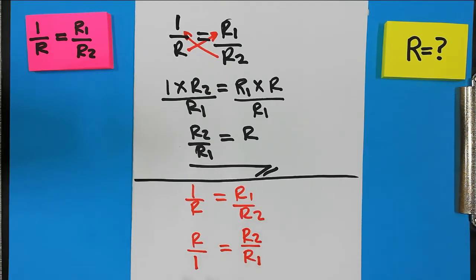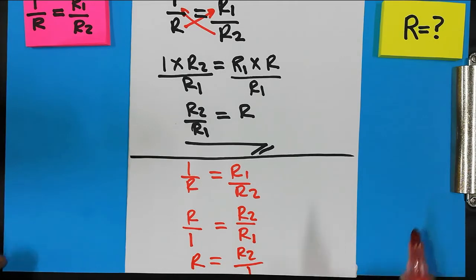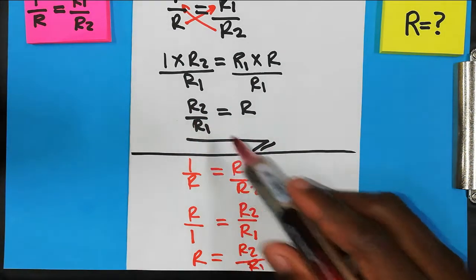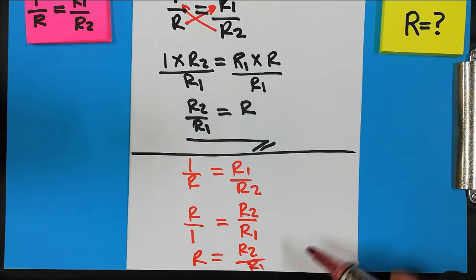I flip them because this is 1, right? So R1 divided by 1 is still R1. Then the answer will be R2 over R1. So this answer is the same as that one. Okay, let's move to the next one.